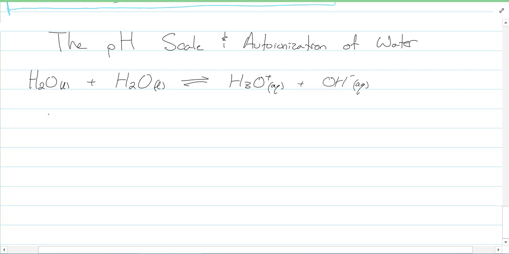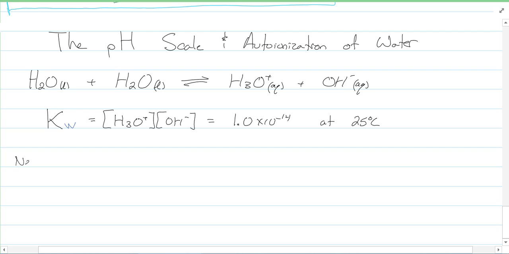And so there is a K associated with this, and we call it Kw for water. That's going to be equal to the concentration of hydronium in solution times the concentration of hydroxide in solution. And at 25 degrees Celsius, this happens to be 1.0 times 10 to the negative 14.